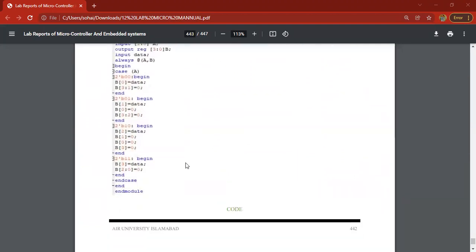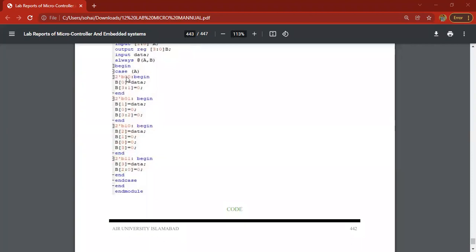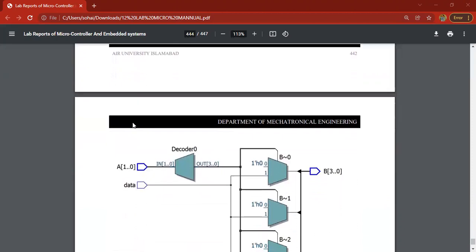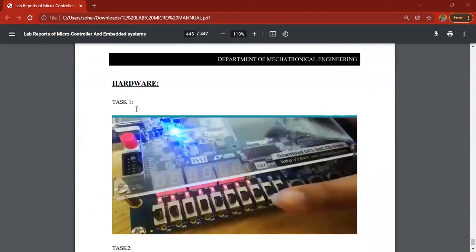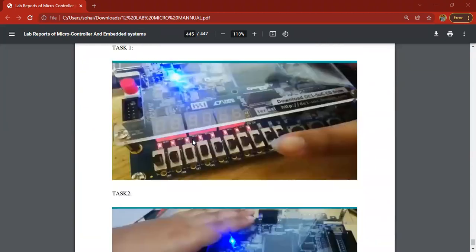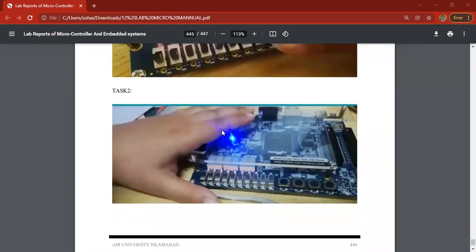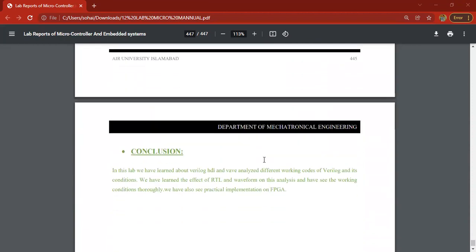Task 4 is the De-mux. We have B as the output and A as the input and D as the data. This is the RTL viewer and waveform. So hardware task 1 and this is task 2: this is the full adder, this is the full subtractor, and this is the mux, and this is the demux.